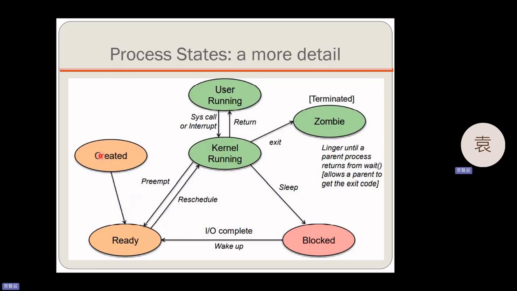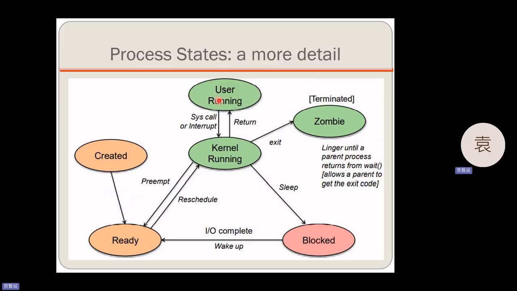Sometimes, instead of using created, we may use another term, which we will discuss later: sometimes we call it swap out, and the ready process is swap in. That means the swapped-in process resides in memory, while the swapped-out process is not in memory but in backing store. Then for the running state, if a process is running in user mode, that means it is running its application instructions.